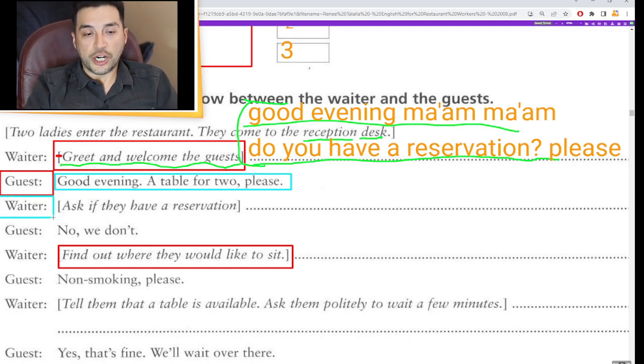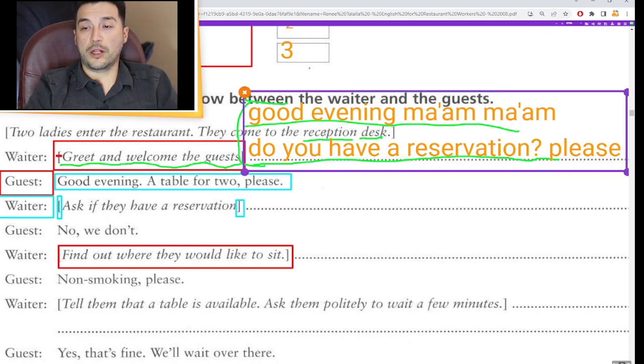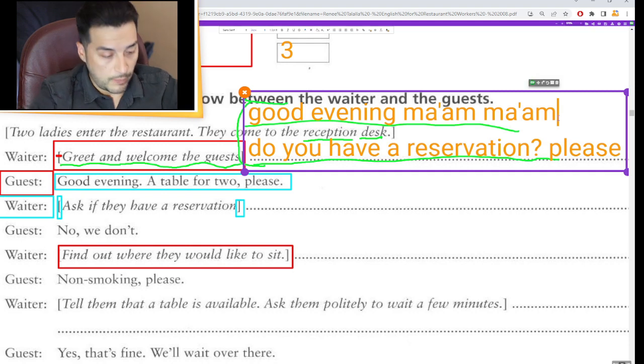Now it's your turn. You're the waiter. Now please ask if they have a reservation. Uh-oh. We already asked. We gotta change. We need to welcome more. We forgot the welcome.